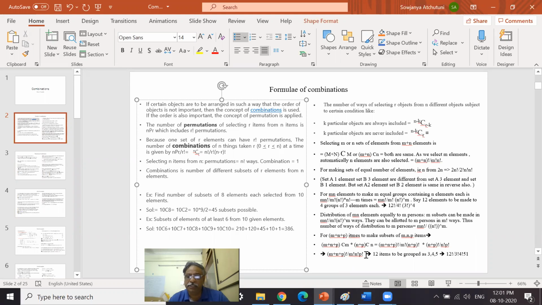Here the important thing is they are not of the same number. They are different numbers. See, suppose 12 items are to be grouped as 3, 4, 5. 5 plus 4 is 9, 9 plus 3 is 12. So how can I group them as 3, 4, 5? First I will select 3, so 12C3. Then out of the balance 9, I have to select 5, so 9C5. When I multiply them, I get the same formula: 12 factorial by 3 factorial, 4 factorial, 5 factorial. So this many ways I can group them into 3, 4, 5, three groups.